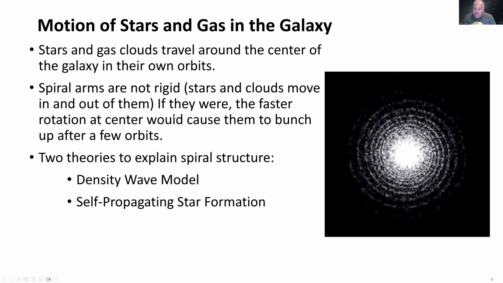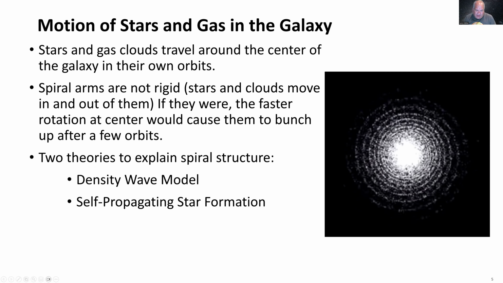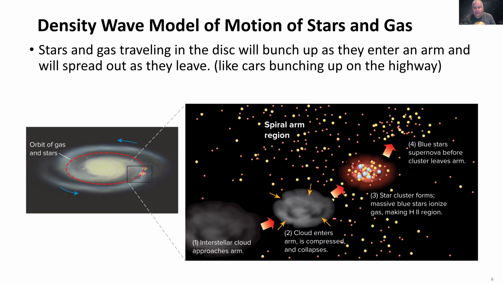There are two theories commonly used together to explain the spiral structure of galaxies and how they look. The first one was developed in the 1960s. It's called the density wave model. The basic idea is that as the stars and gas travel in the disk around the center, they will bunch up as they enter a spiral arm, and then spread out again as they leave.